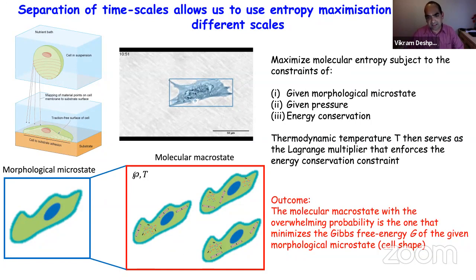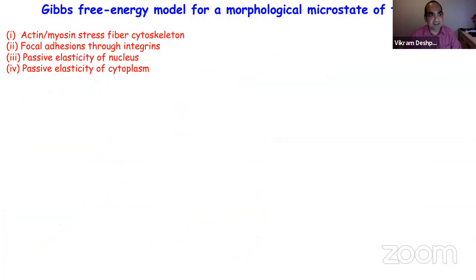And the outcome is that the most probable molecular macrostate that will occur is the one that minimizes the Gibbs free energy for a cell of a given shape. That is the outcome of this kind of analysis. Now, that is an obvious statement that I'm making. You now need to inject biology into this. So we need to ask, how do we calculate this Gibbs free energy of a given morphological microstate? For that, we need to inject biology, and we have to make assumptions on the biology.